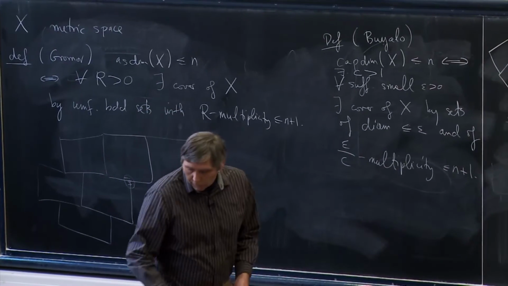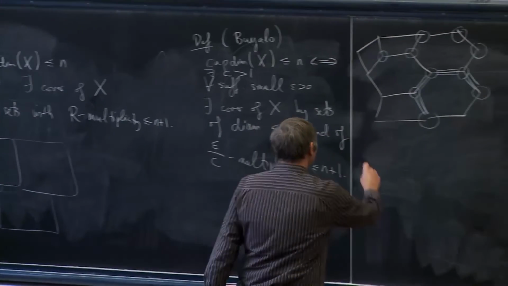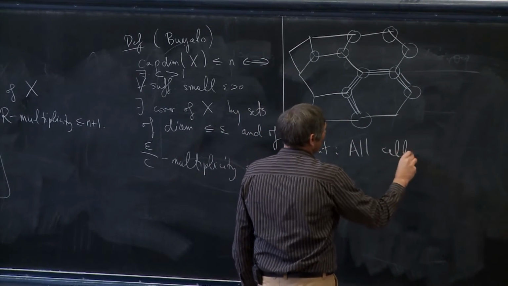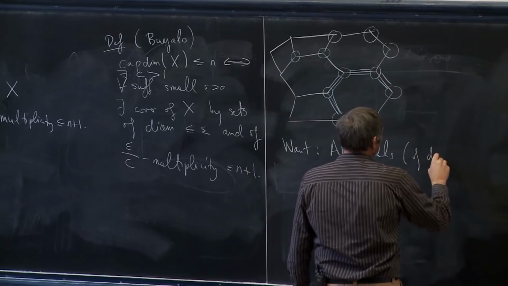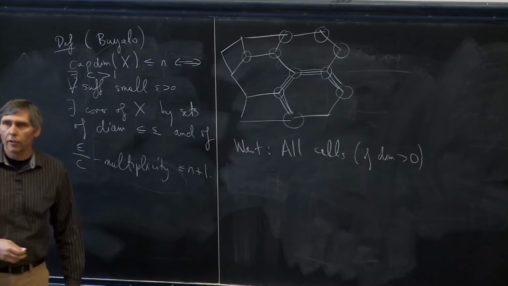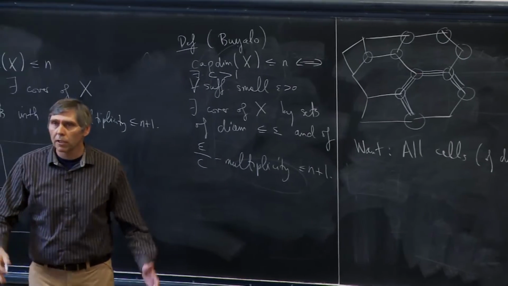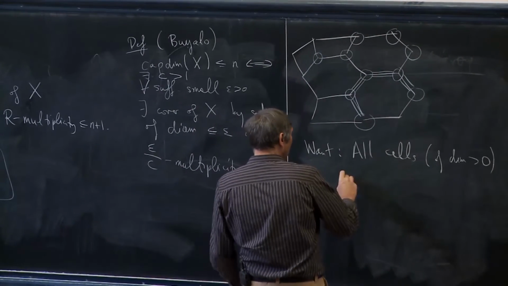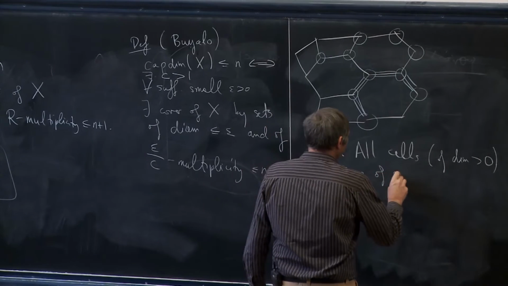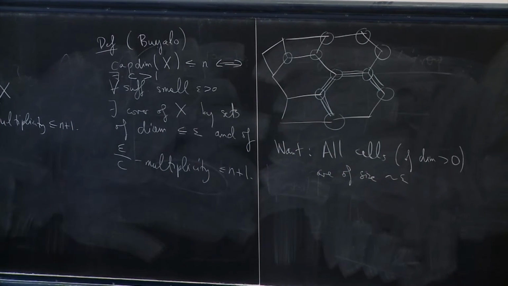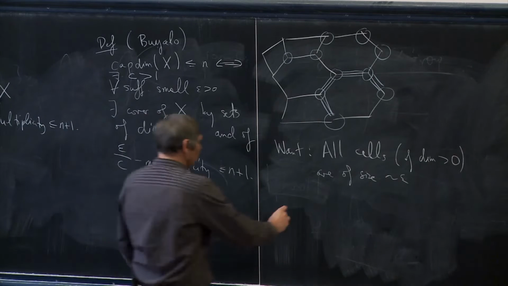So what are the requirements here? You want all cells of dimension greater than 0 (you can't do this for the vertices) to have roughly size epsilon. It shouldn't be that the ratio of sizes is big. That should be bounded. So all cells are of size roughly epsilon. And there are also some bad pictures that you don't want to see. For instance, you don't want to see a picture like this.